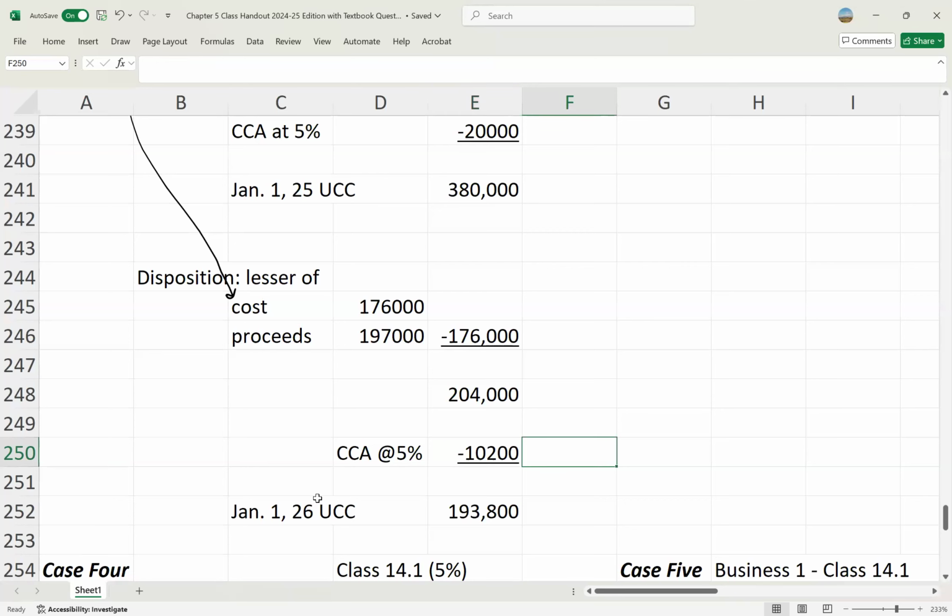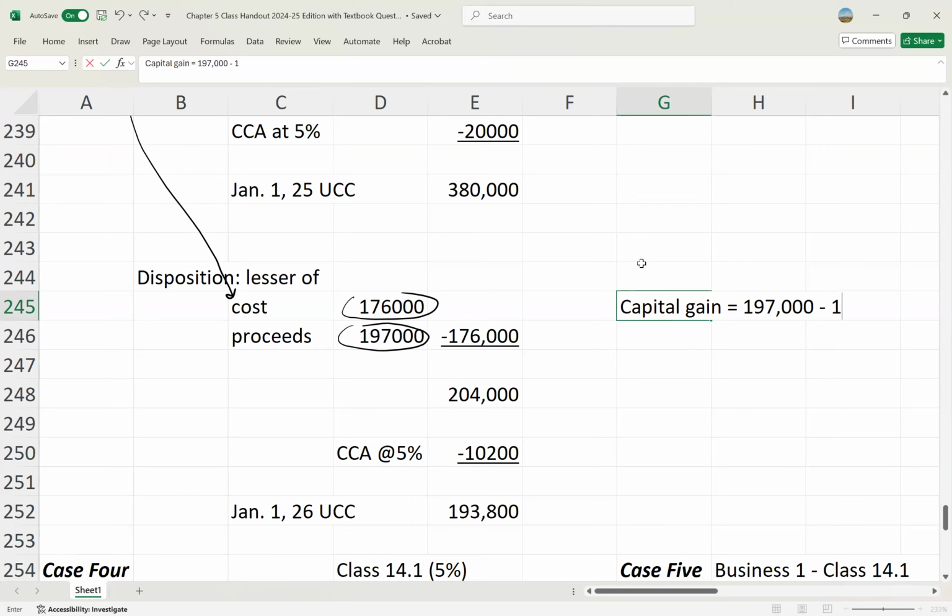The other thing that happens is, remember we said that whenever we sell an asset for more than the cost, there could be a capital gain. We sold and we got a payment of 197,000 for the goodwill. The only cost that we have for goodwill is 176. So we also have to report this capital gain of 197 minus 176. And so the capital gain is going to be 21,000. And then we have to multiply that by 50%. So the taxable capital gain is going to be 10,500.